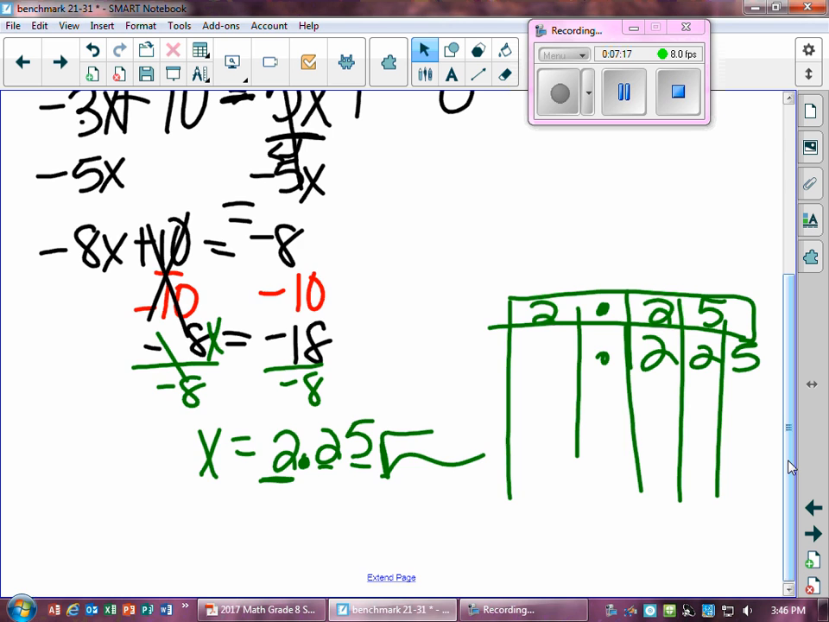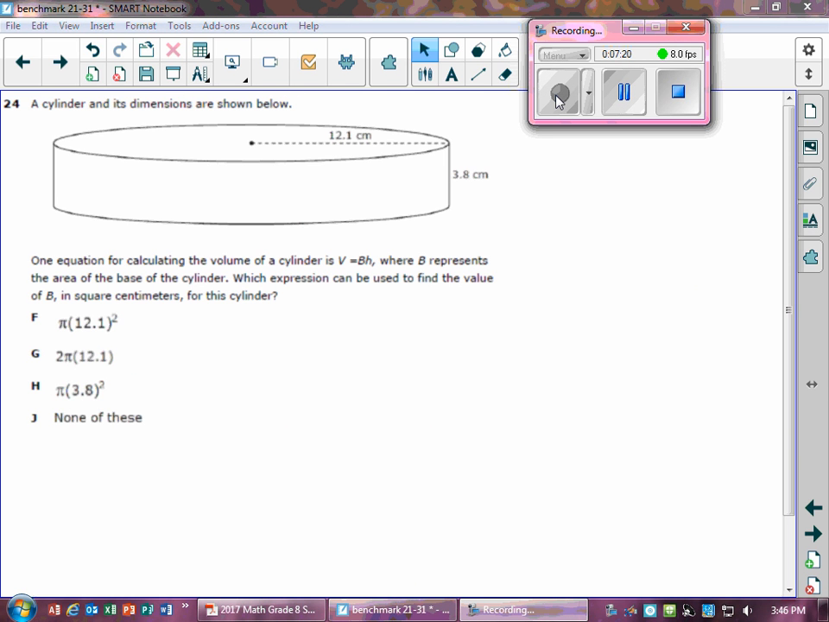Okay, let's go ahead and look at the next question. Okay, 24. A cylinder and its dimensions are shown below. Here's my cylinder. It gives me a radius, and we notice it gives me a height. I'm just writing that down because that's what it gives me, so let's just take notes. It says one equation for calculating the volume of a cylinder is volume equals area of the base times height, where B represents the area of the base of the cylinder. Which expression can be used to find the value of B in square centimeters for this cylinder?